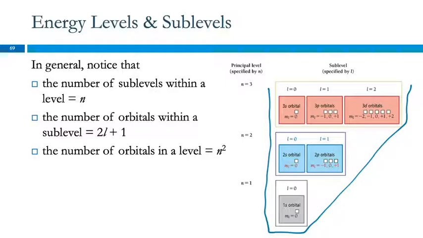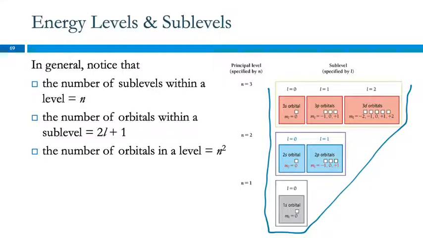So the floors of the hotel are the energy levels, the principal levels. These rooms are the sublevels, and then the actual orbitals are like the beds in the room. And so in this diagram, they're showing the orbitals, individual orbitals, as little squares. And so that's one bed. All of the S rooms have one bed.